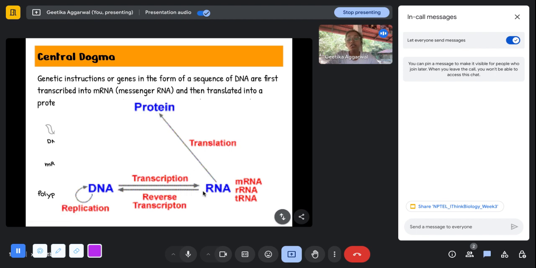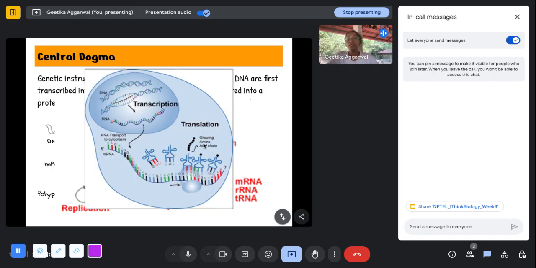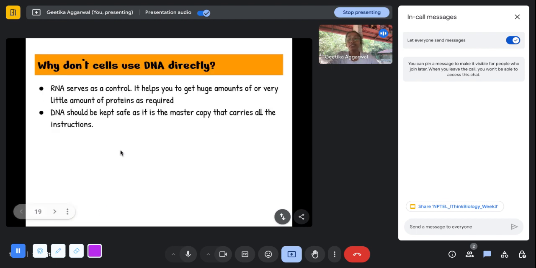RNA can sometimes, in retroviruses, give rise to DNA by reverse transcription. DNA can give rise to more DNA by replication, and RNA is of different types like mRNA, rRNA, and tRNA, which we'll be discussing further in these slides. You can see here, this is a eukaryotic cell. In a eukaryotic cell, transcription, which is the formation of mRNA from DNA, happens inside the nucleus, but translation happens outside the nucleus in the cytoplasm.